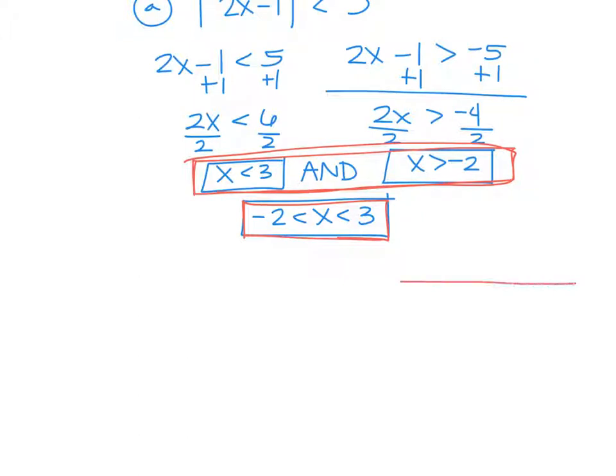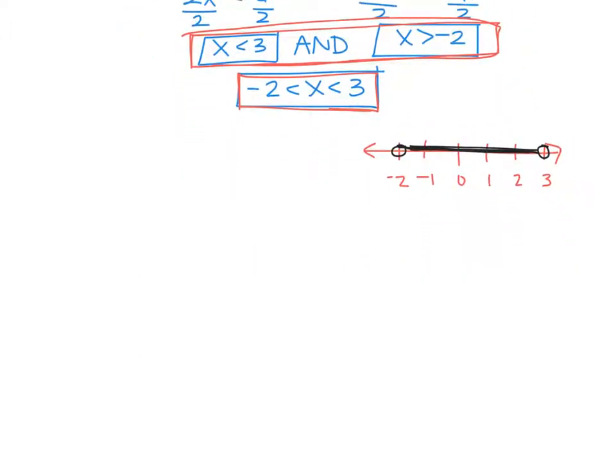Okay, so here's the thing. When you graph this, you have -2, -1, 0, 1, 2, 3. Okay, your graph is going to be open dots because we don't have the bar underneath, right? There's no equal to. So open dot, and then you're going to shade in between. Okay, so solve it and graph it. Questions on that?